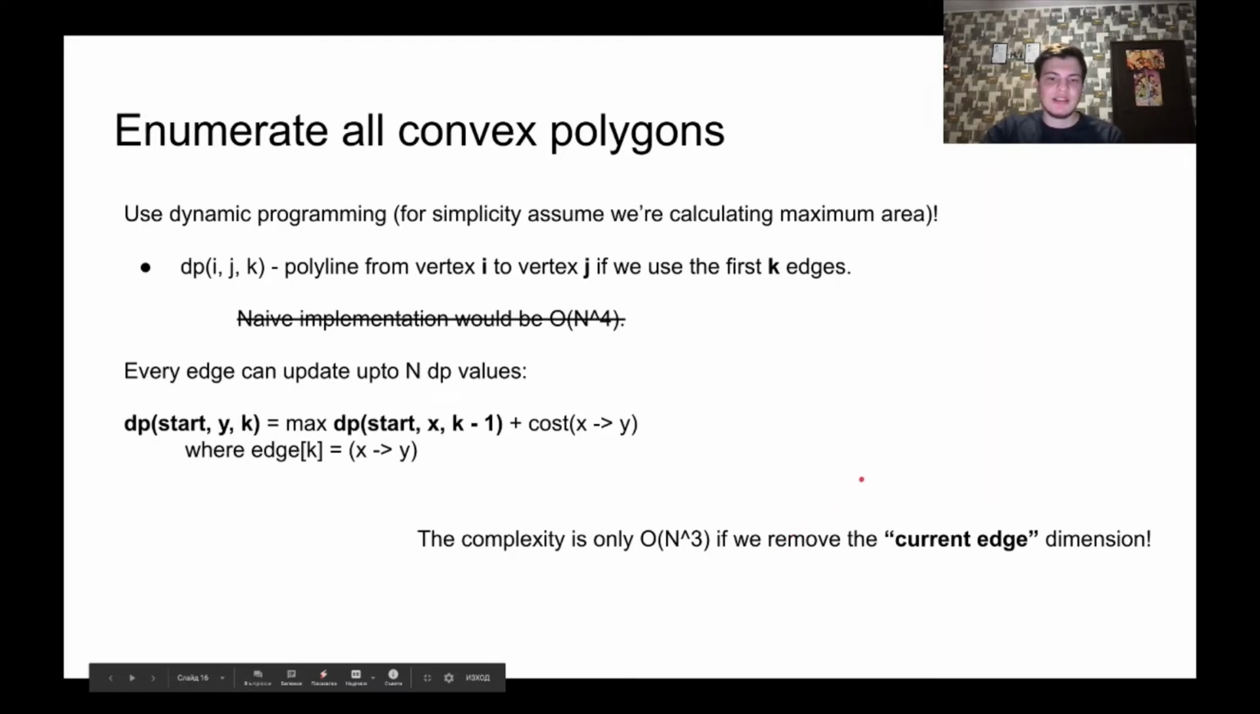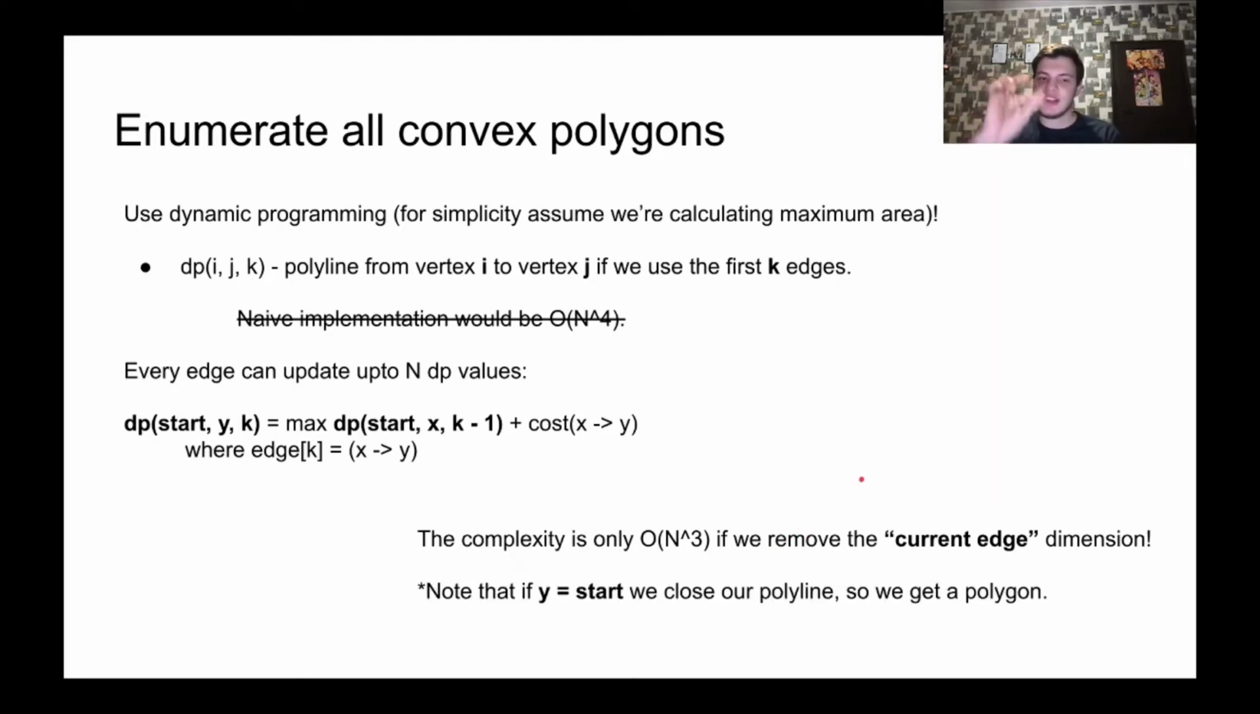And something that we should notice, actually, it's good that I have notes, because maybe I would have forgotten about that: if we have this edge from x to y, and y actually coincides with start, we don't want to update the start DP value, but we want to update some separate value, which we are going to call a sink value. Because if y is equal to start, this means that we basically just closed our polygon.